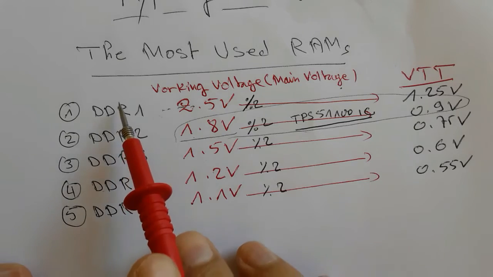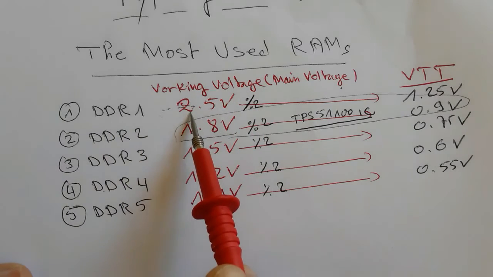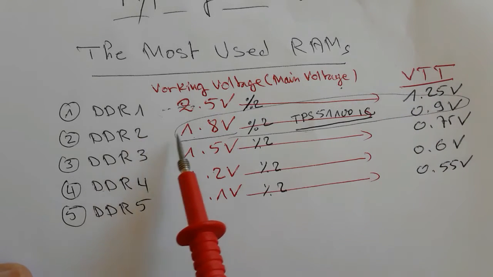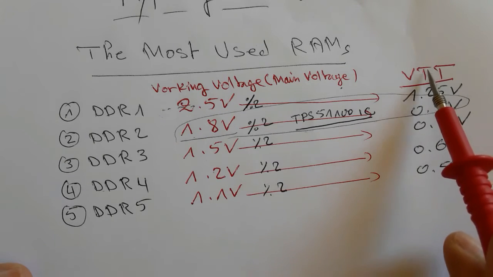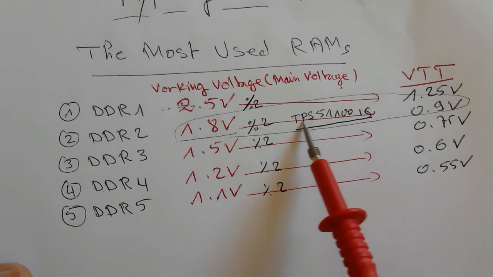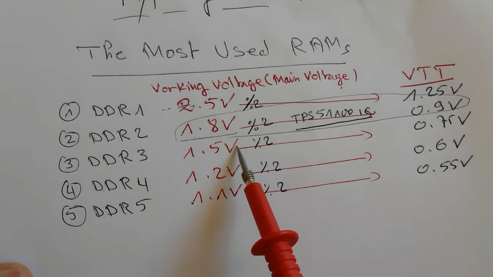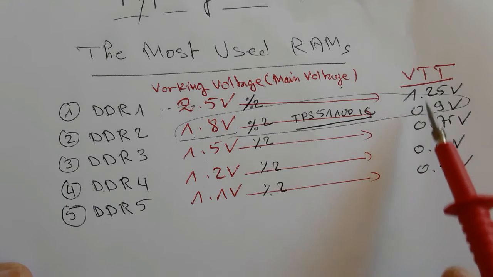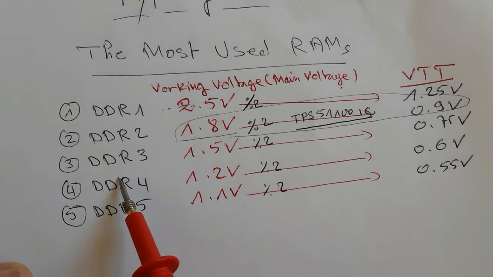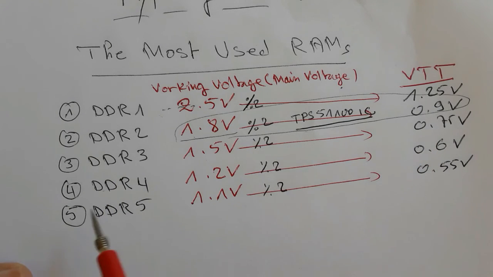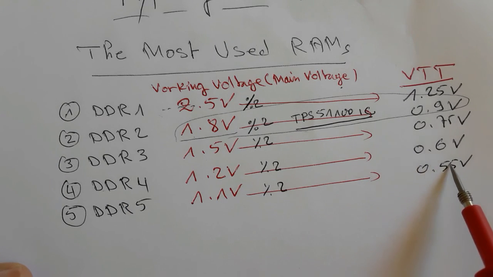So the working voltage for DDR1, as you can see, is 2.5 volt, and the VTT is 1.25 volt. DDR2 1.8 volt, 0.9 volt for VTT. Okay, using this IC. For DDR3, 1.5 volt main voltage. Okay, and for VTT 0.75 volt. For DDR4, as you can see, 1.2 volt divided by 2, we have 0.6 volt. For DDR5, 1.1 volt and 0.55 volt for VTT.